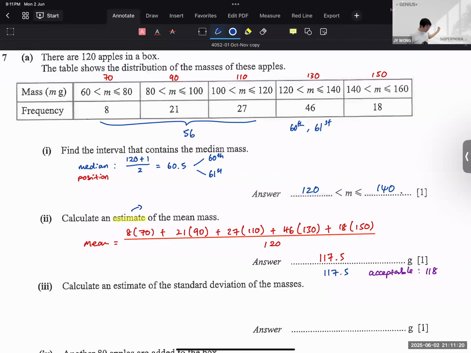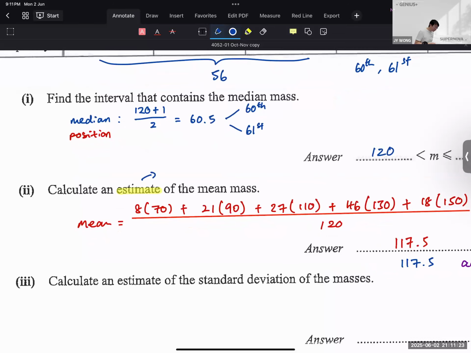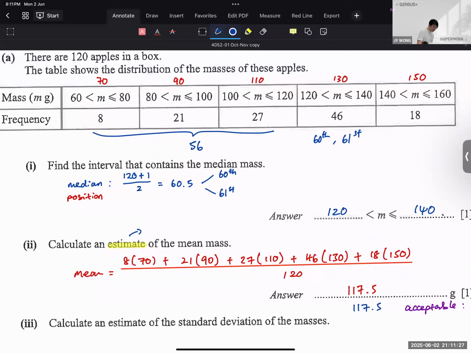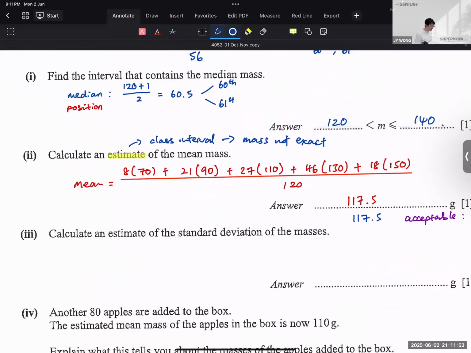Anyway, it's an estimate because in a class interval, the mass is not exact. Right? They give you a range 60 to 80. Do I know what's the exact mass of the apples? I don't. I only know the range. So the apple could be 61. The apple could be 89. 79. I don't actually know the exact mass, and therefore it's always going to be an estimate. Okay? In a class interval.